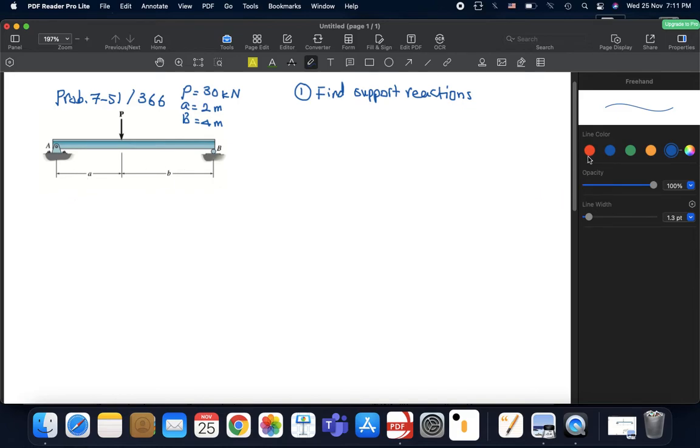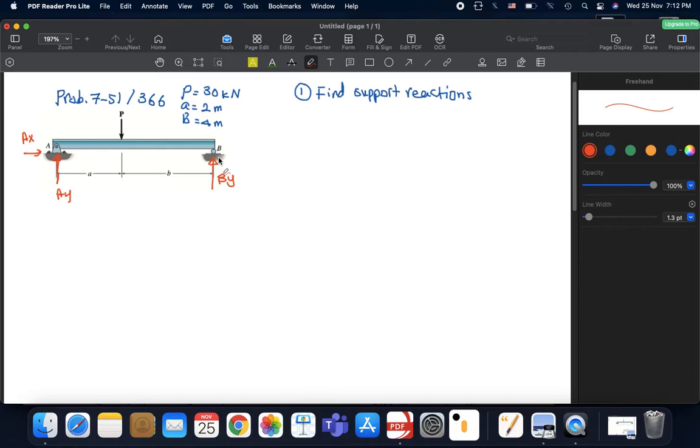Now, we know for a fact that at this support, the pin support, we have Ay in the Y direction, and we have Ax in the X direction. But you can be smart and say that the value of Ax should be 0, because the external load is actually going in the Y direction. So there's no loading to resist in the X direction. Hence, Ax immediately has a value of 0, so we don't care about Ax. What about B? At B, we also have a reaction in the Y direction only because it's a roller support.